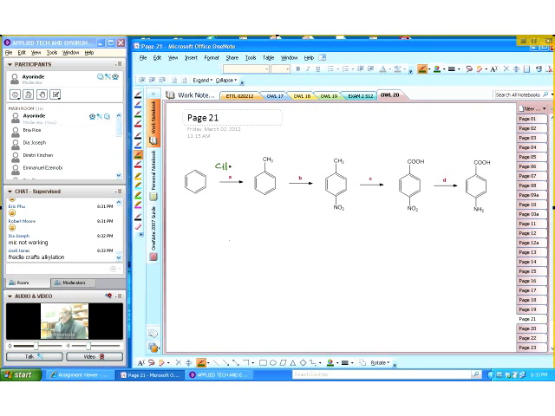Friedel-Crafts. We need Friedel-Crafts. So that would be methyl chloride with aluminum chloride. And that is your Friedel-Crafts alkylation. Friedel-Crafts, is that right?